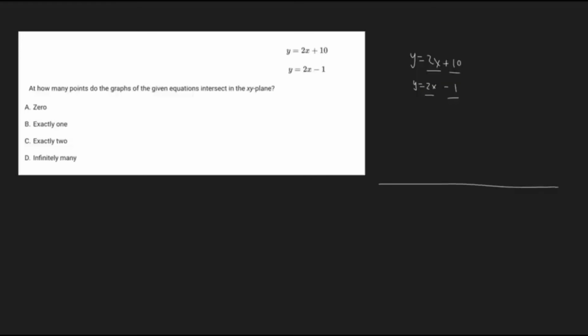So if you were to graph this, what it would look like is just two parallel lines. The first one would go through like this, intersect at 10, and keep going. It's a linear line. The other one would come across, intersecting at negative 1. And so you'll see because they have the same slope but different y-intercepts, that means they're never going to cross each other. And so if they never intersect, that means there's no solutions to this system. And so our answer is going to be A, 0.